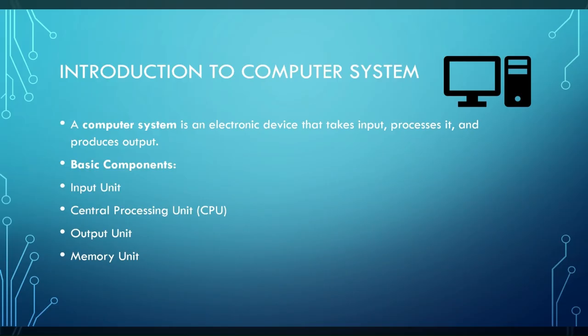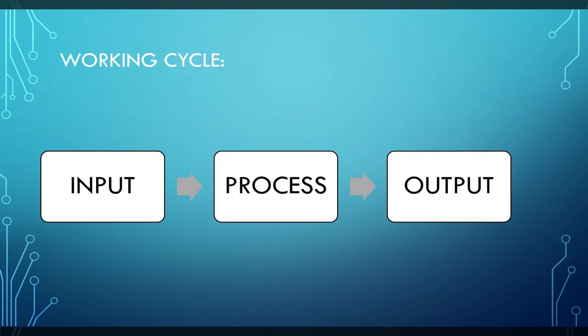Now, a computer becomes a computer system if there are various components attached to it, right? So the basic components of a computer system are input unit, central processing unit, that is the CPU, output unit, and the memory unit. Together these four units make a smart computer system, and without it the modern computer does not work.